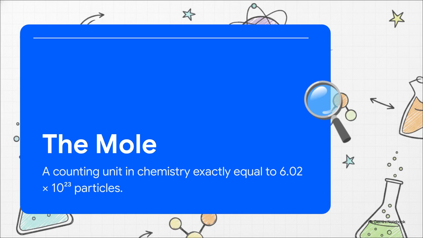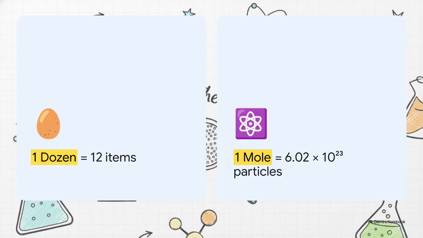So why do chemists use it? Well, because atoms and molecules are unbelievably small. We obviously can't pop a single atom on a lab scale, but we can absolutely measure out a whole mole of them. It's essentially the bridge between the invisible microscopic world and the measurable stuff we actually see in the lab.